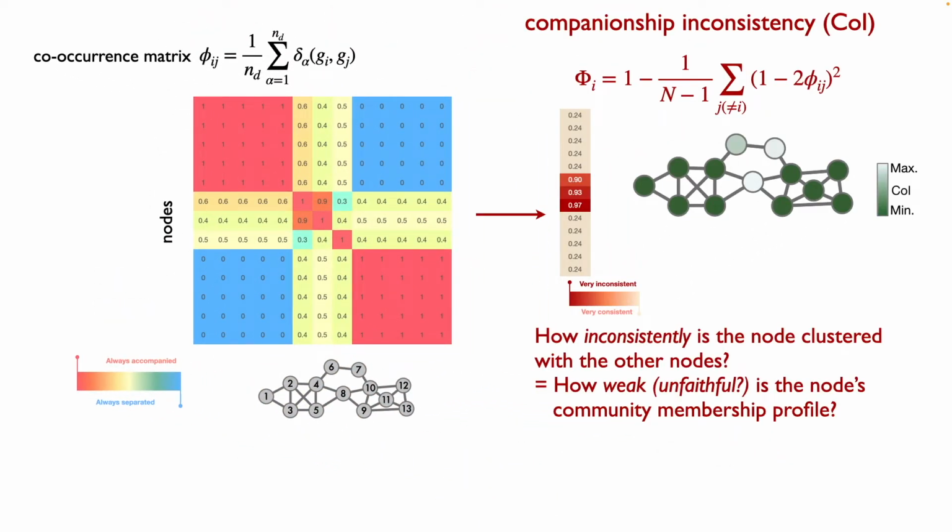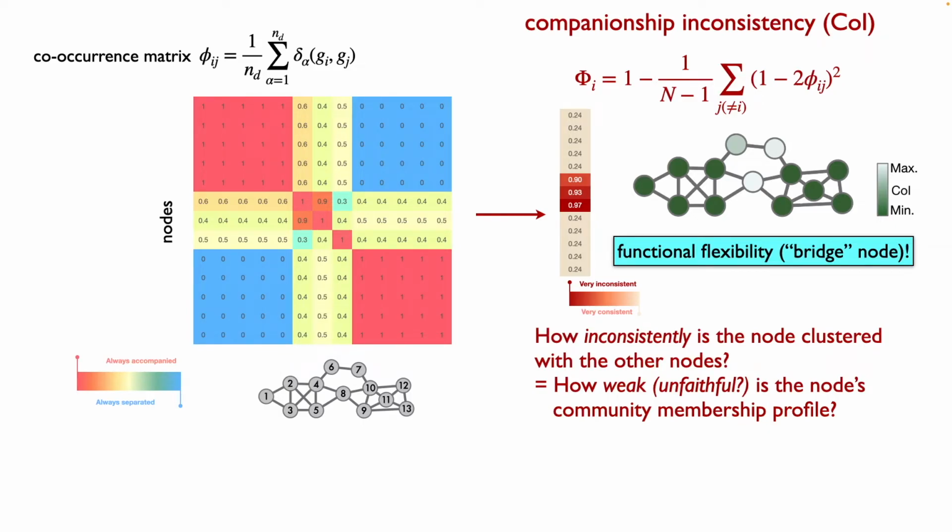So based on the co-occurrence matrix, in collaboration with Professor Hye Jin Kim and Kentek, we formulated the inconsistency called the companionship inconsistency, or COI, of an individual node by simply symmetrizing it and taking the average over all of the other nodes. So we can treat this COI value as a new kind of node centrality to quantify the local measure of community inconsistency, which may eventually reveal some functional flexibility of the nodes.